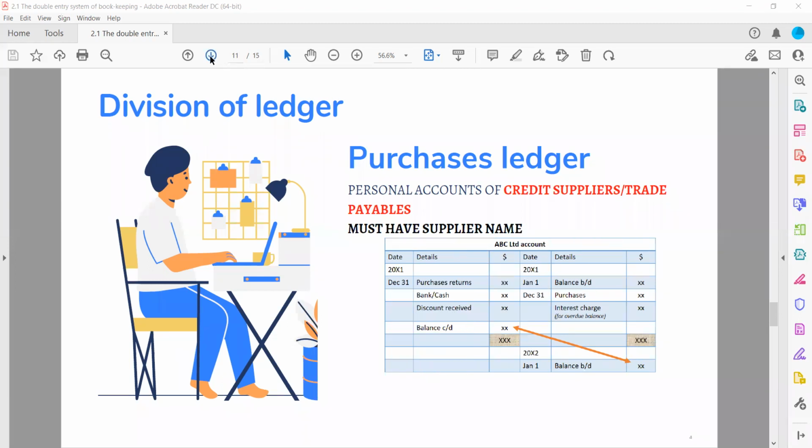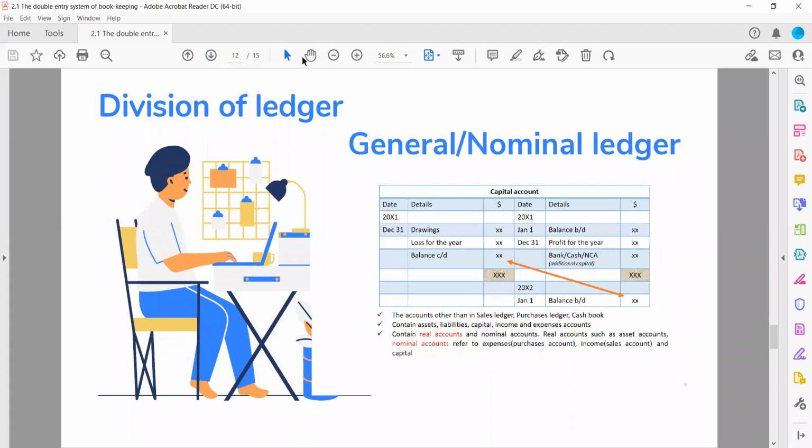Okay, next, move on. General ledger or nominal. There are many of it in this ledger. One of it, like example, capital. So it could be the expenses account. It could be the income account. It could be the asset account. It could be liability. It could be capital section account. So there is a many account in general or nominal ledger. So this is one example, capital account.